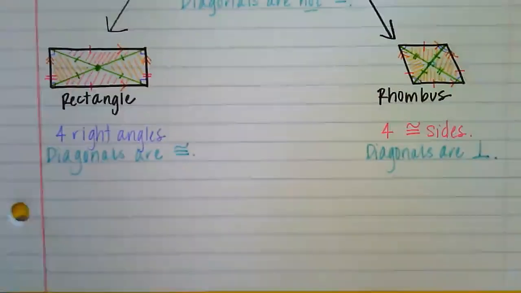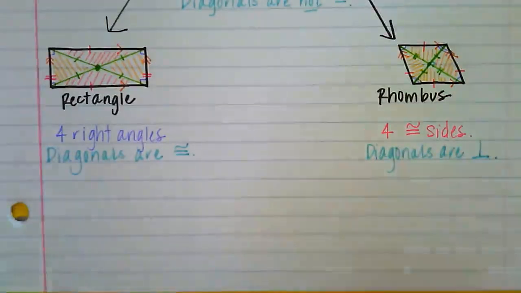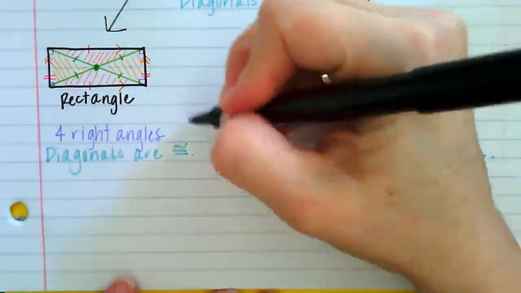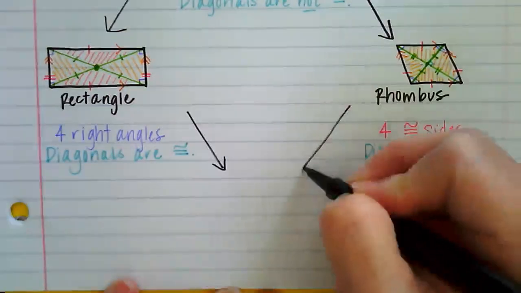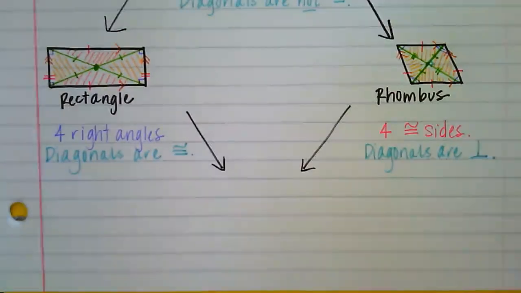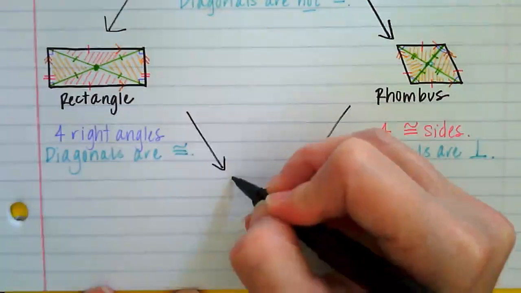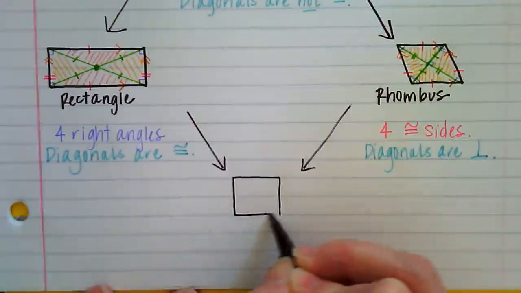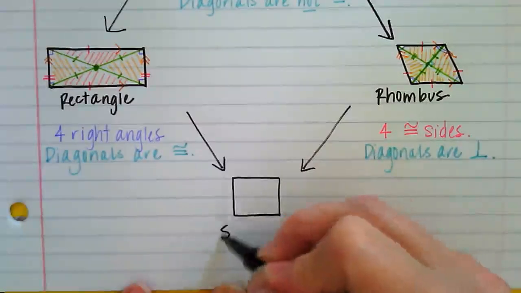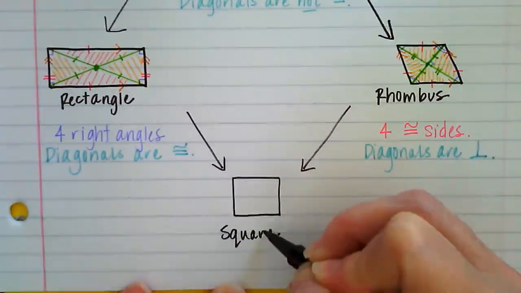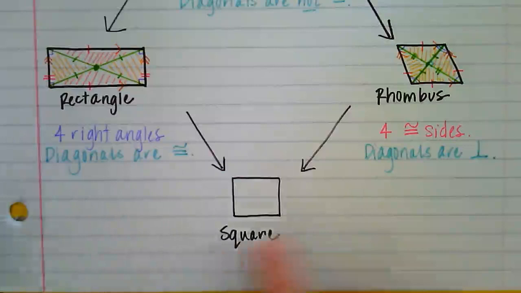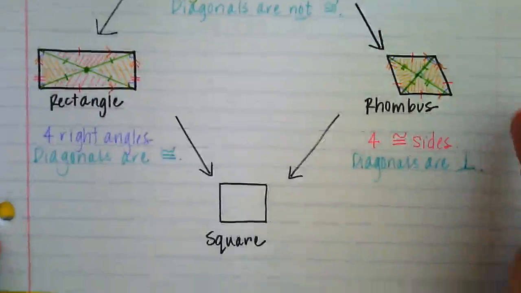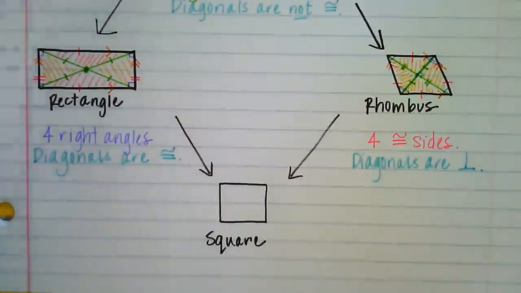All right, now, just play along. If the rectangle and the rhombus were to come together, they would create the most well-known quadrilateral, which is our square. So the square basically has all of the characteristics of all three of these shapes. Okay, so we'll start off here.